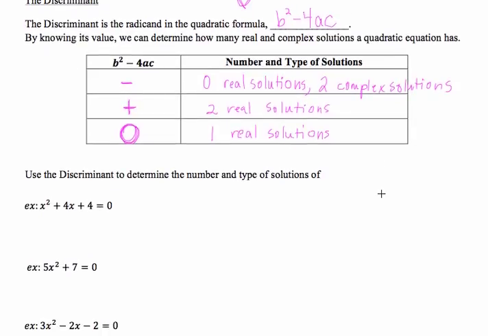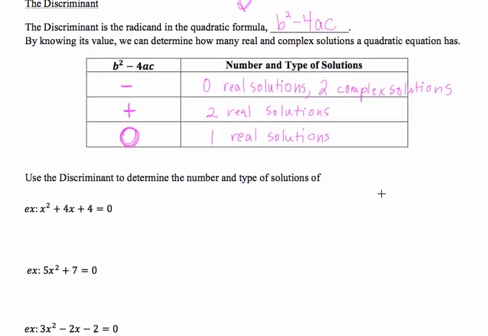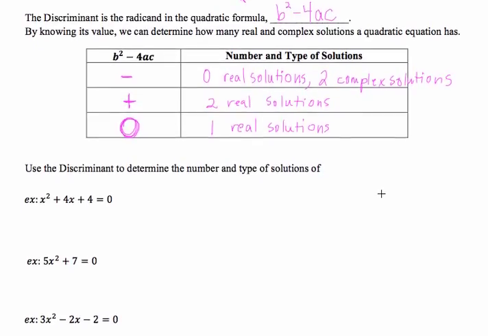Alright, so let's use the discriminant to determine the number and the type of solutions to each of these 3 equations right here. So our first one is x squared plus 4x plus 4. All I want to do is see if it has real or imaginary solutions and how many. So let's compute b squared minus 4ac. B squared is 4 squared, minus 4 times a, the coefficient of x squared, which is 1. C is the constant term, which is positive 4. So we get 16 minus 16, or 0. So because the discriminant is 0, that means we will have one real solution.